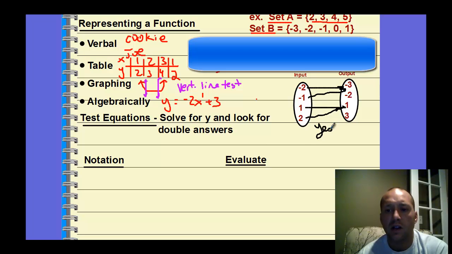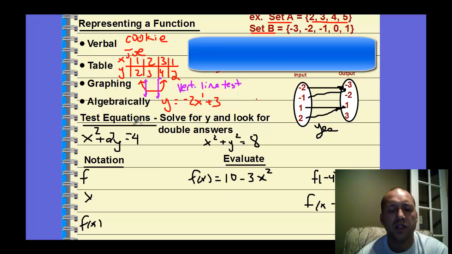As soon as that number 2 or one of these values goes to a second number, then it's not a function. Or if I didn't have a line from one of these inputs, it would also not be a function. So we want to test equations. We want to see if an equation is a function. We can solve for y and then look for double answers, because again we're getting these like 2 points here. X goes to 2 different y values. Those would be the double answers.